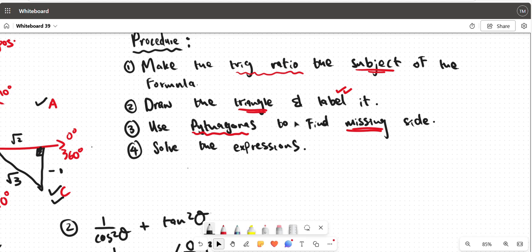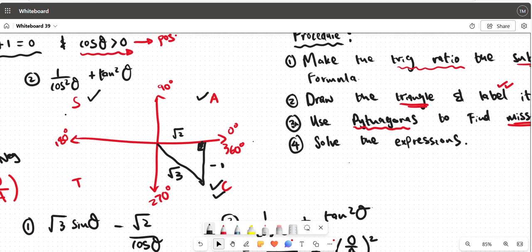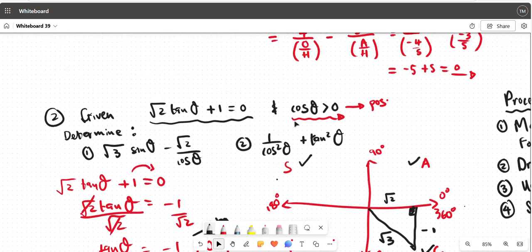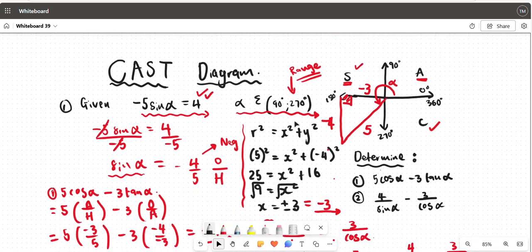And yeah, that's it from my side. I'll post another video on trig reduction, but for trig on the Cartesian plane, this should be enough.